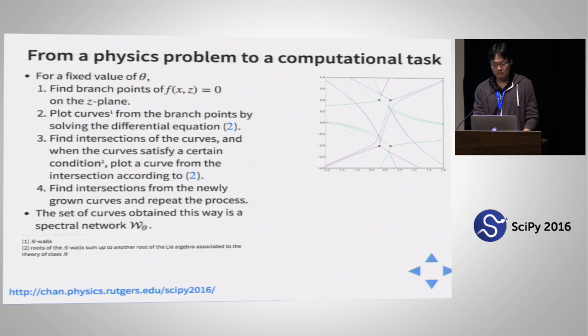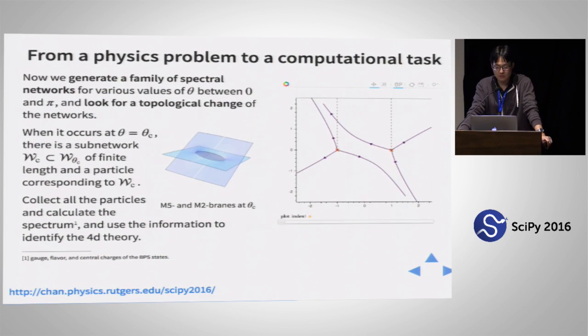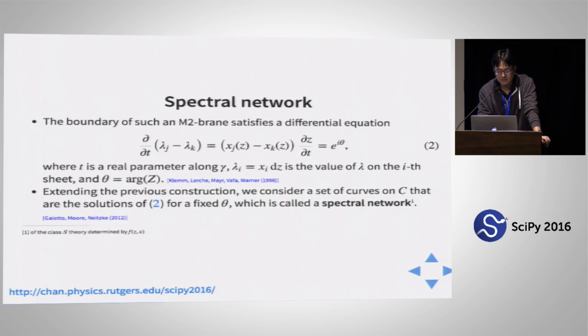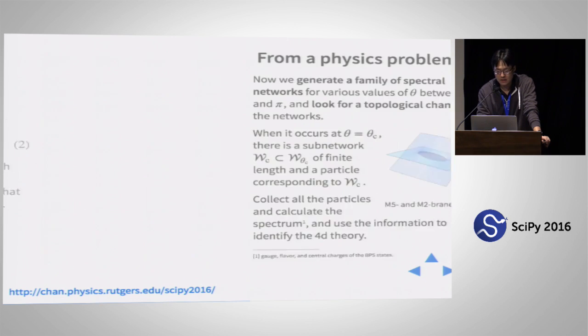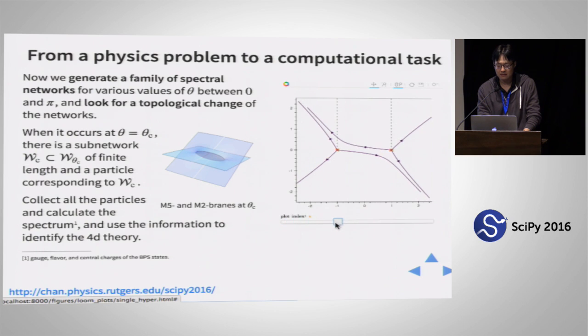And we repeat this procedure until we get the full network at a fixed value of theta, and this plot, this network, is called a spectral network. And then we can repeat the procedure for different values of theta, where this theta is the parameter of the differential equation we saw before. So we obtain such a solution for various values of theta. Then we can obtain a family of spectral networks like this. And again, as I told you before, we look for a specific moment where something happens like this.